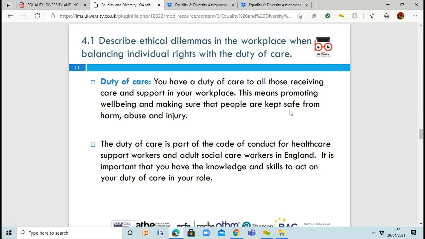Look at your health and safety aspects. If you've got chairs littering around or bags around everywhere, it's a trip hazard. So you've got to make sure that these things are looked after.